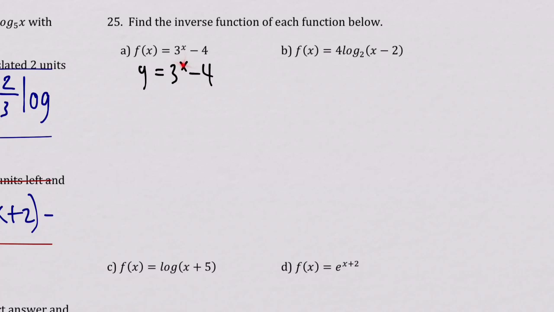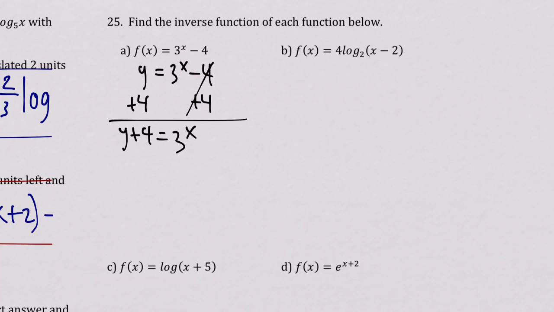Then I'm going to try to isolate the x by subtracting 4 first. Basically, it's like solving an equation for x. So it's y plus 4 equals 3 to the power of x. Now, in order to solve for x here, I'm going to change this to logarithmic form, okay?